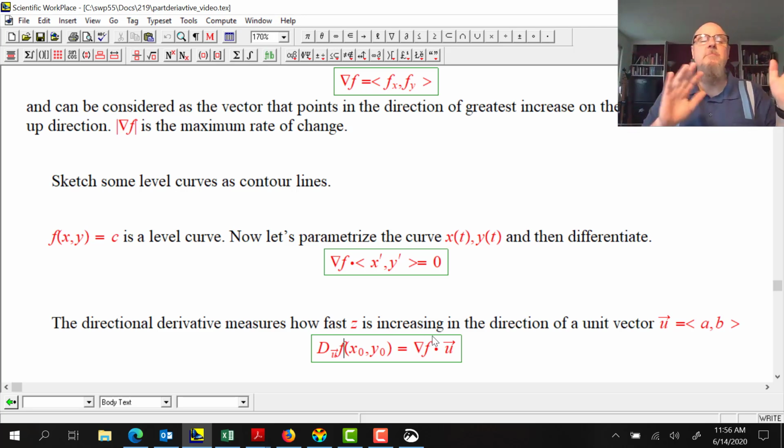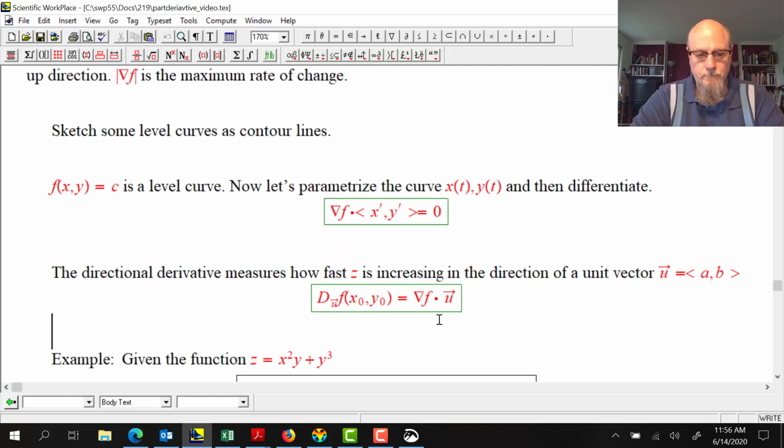Let's say everything's measured in meters. So x is a meter, y is a meter, z is a meter. The units would be like meters per meter, which would be: take a 1 meter step in the direction of u, and you would go up, if the directional derivative is positive, up that many meters in the height in the z direction.